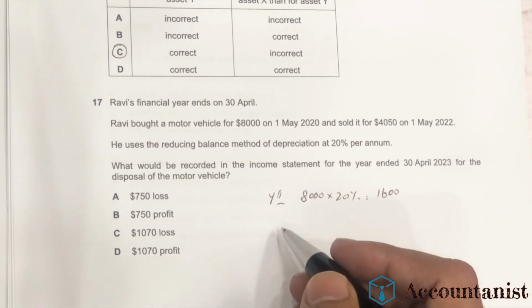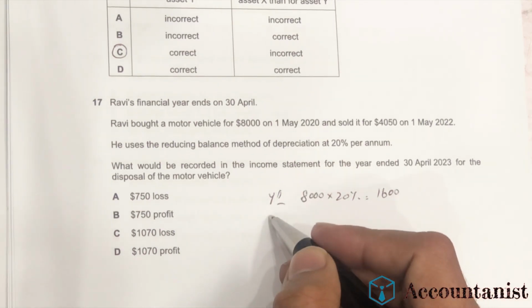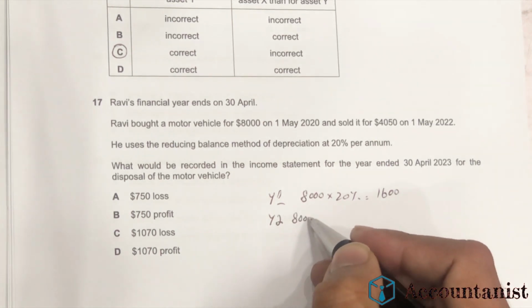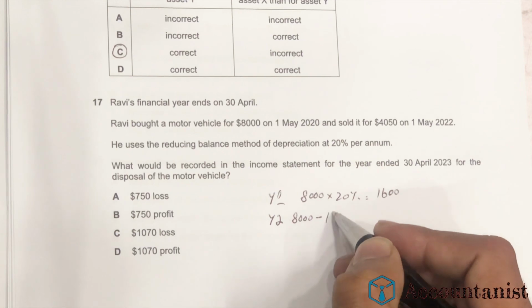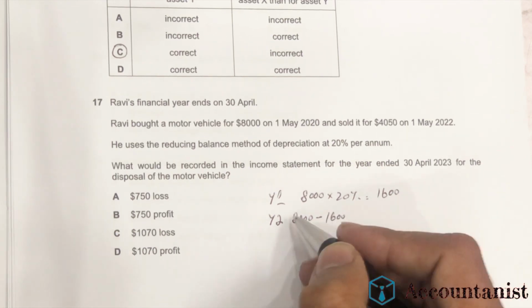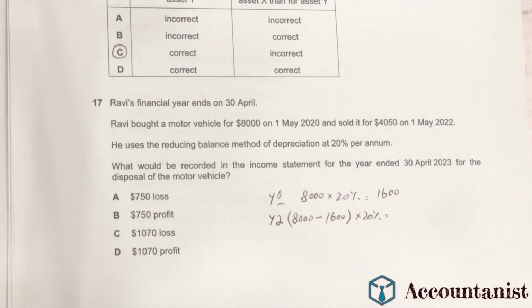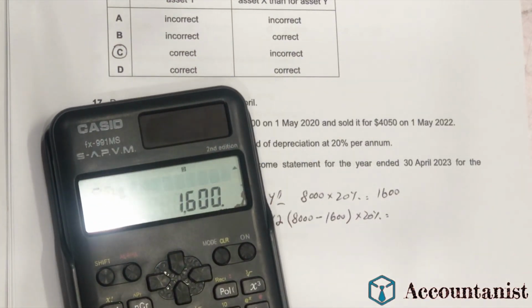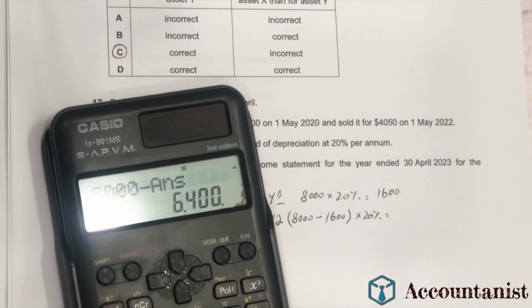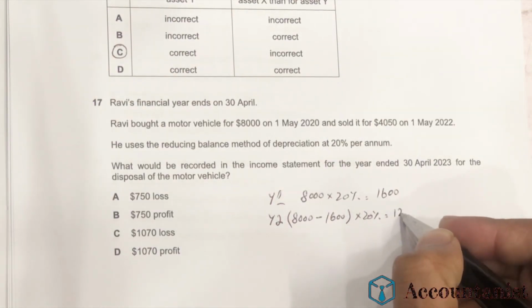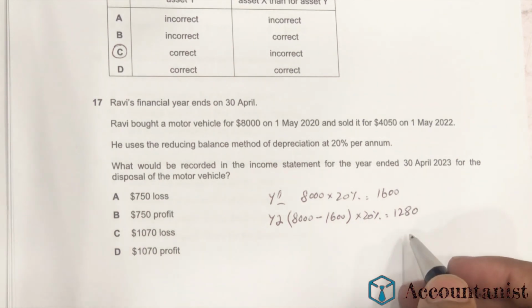And then for year 2, we have to deduct this because it is a reducing balance method, so we have to get the net book value by deducting this 1600, and then multiply by 20%. So 8,000 less 1600 is 6,400, into 20%, which gives me 1280. So 1280 is the figure.